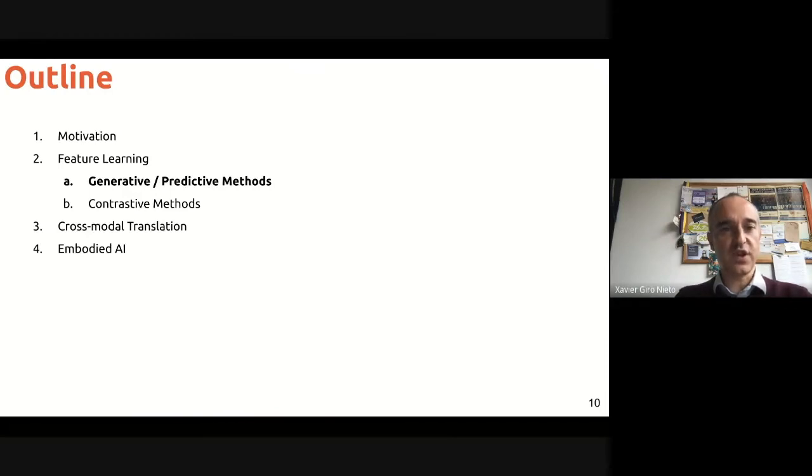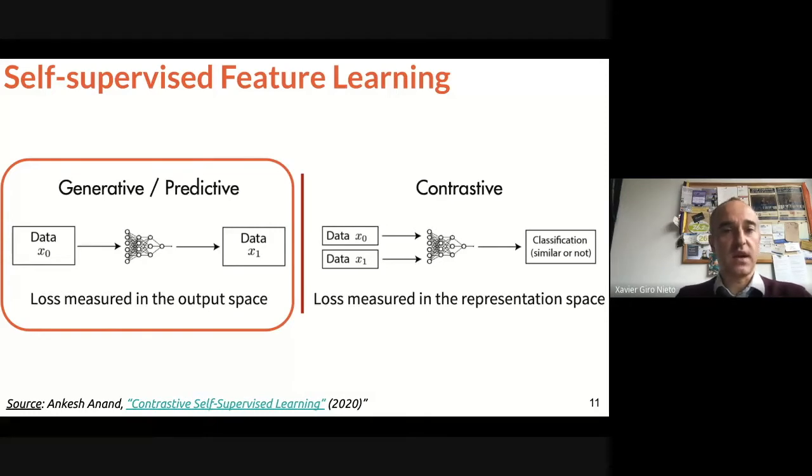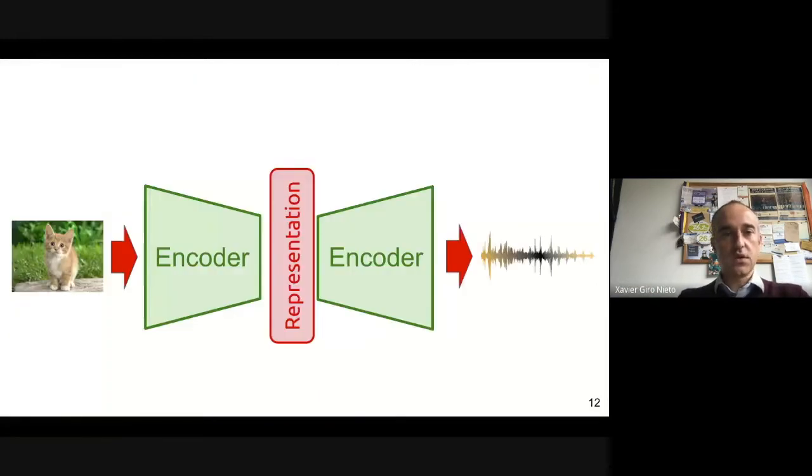Let's start first with the generative and predictive methods. These ones on the left are the easiest to understand because we have some data at the input and we get some data at the output. As I mentioned, today one of them is going to be vision and the output is going to be audio, or vice versa, where we feed audio into our network and expect to have some visual data at the output. So let's first look at solutions in which we have pixels at the input and audio representations at the output.